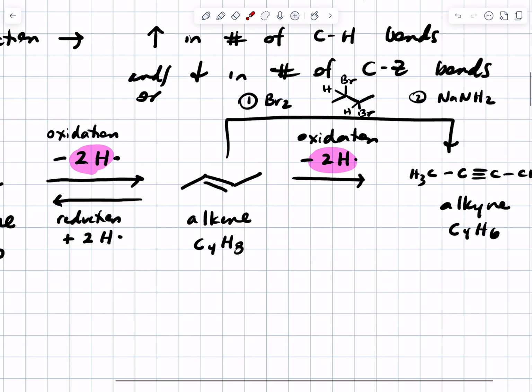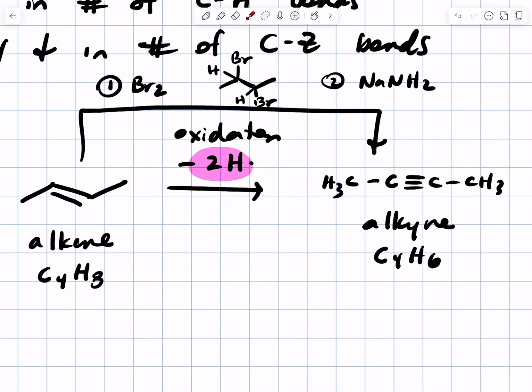Yeah, so in this step, we increase the number of carbon heteroatom bonds, so that's a reduction. I guess, oh my gosh, I'm going to get that wrong so many times. We increase the number of carbon bromine bonds, so that's an oxidation. The second step is two elimination reactions.